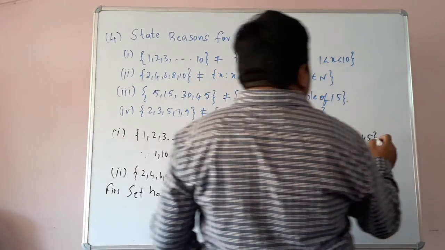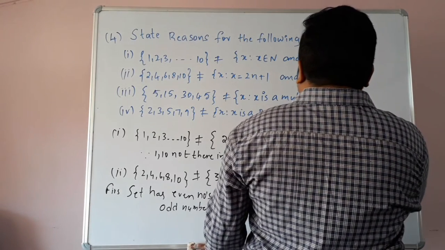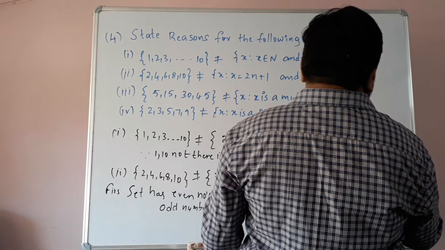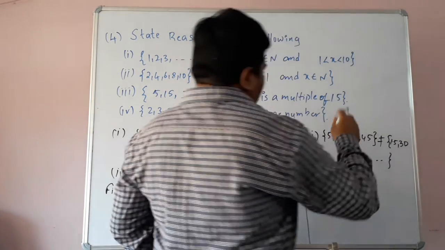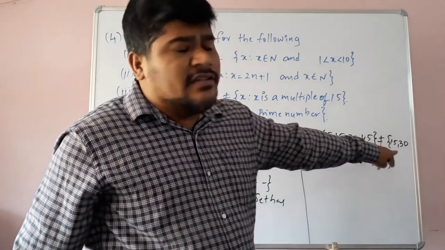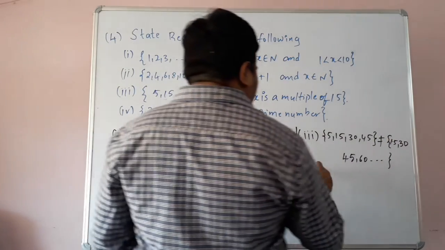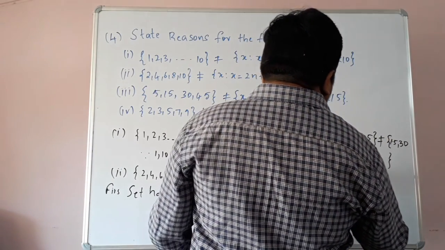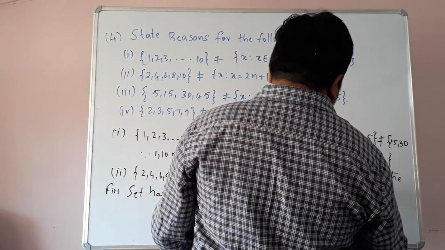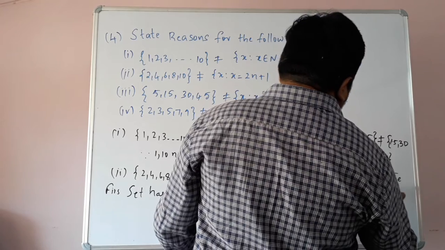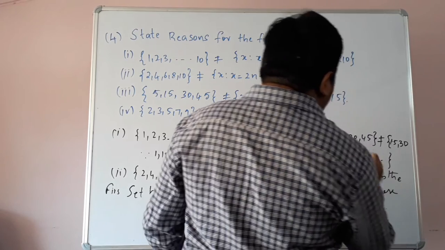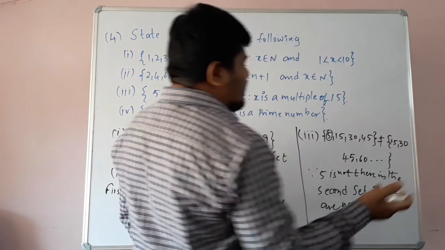And if you look at the second set, multiples of 15: 15 ones are 15, 15 twos are 30, 15 threes are 45, 15 fours are 60, and so on. Here they did not mention any condition. And children, 5 is there in the first set, in the second set it is not there. So since 5 is not there in the second set, these are not equal.